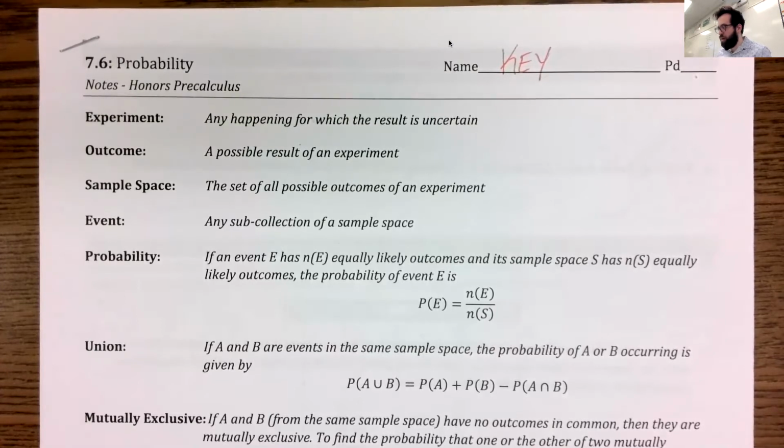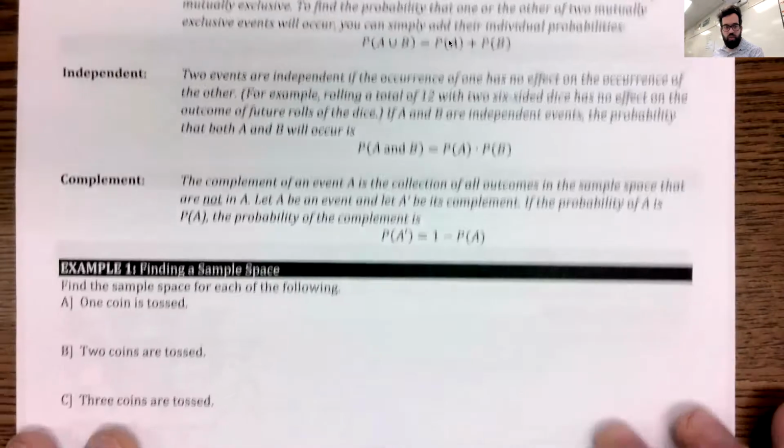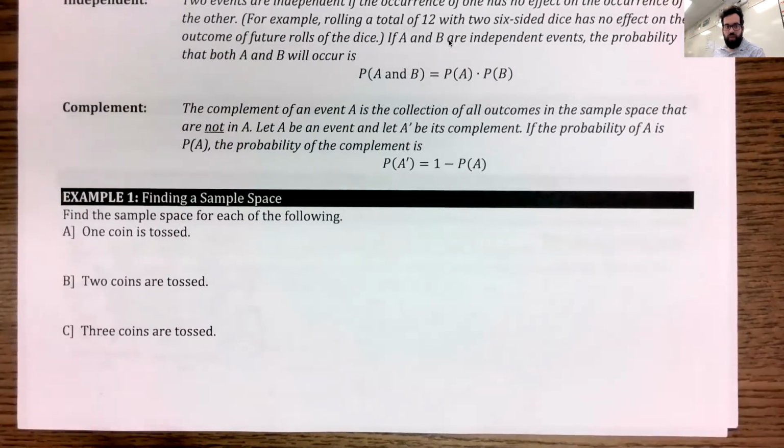So an experiment is any happening for which the result is uncertain. An outcome is a possible result of an experiment. A sample space is the set of all possible outcomes of an experiment, and an event is any sub-collection of a sample space. So let's just start with those terms and take a look at example 1 at the bottom of the page.